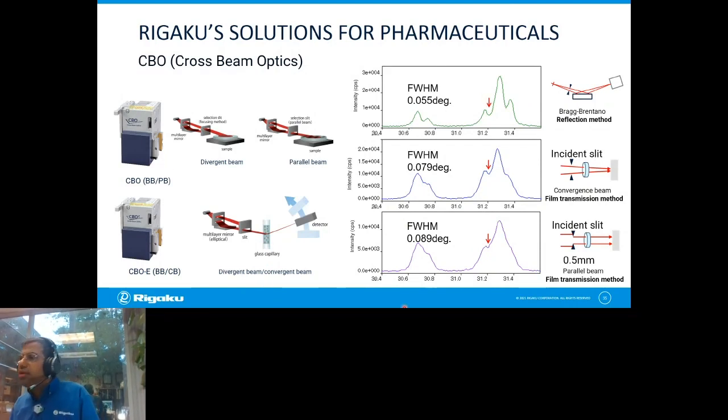And for each one of them, I'm also showing here that resolution is excellent on this compound, and especially convergent beam for film transmission provides excellent resolution on the peaks using the same material, so that we are comparing them in an apples-to-apples scenario. So excellent resolution, full width at half maximum, using different kinds of desired beam for a specific sample type.